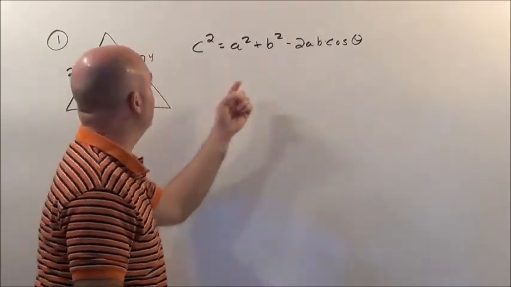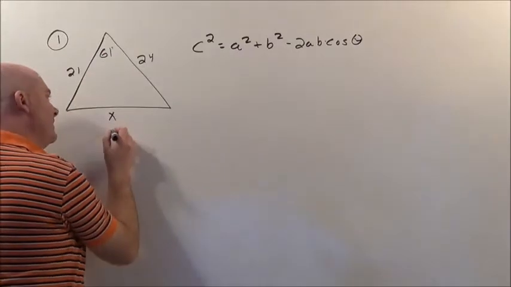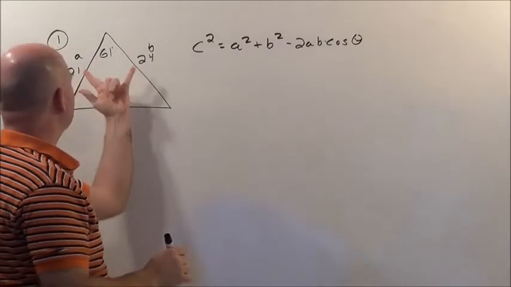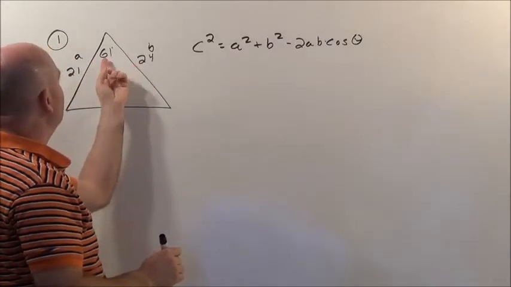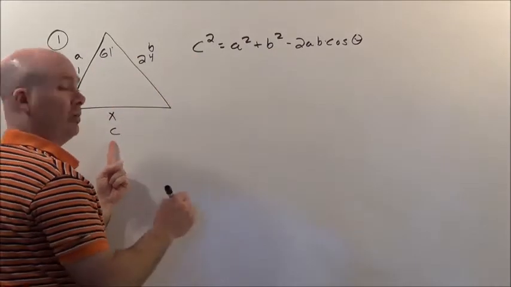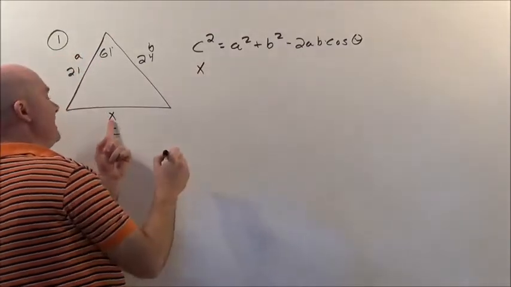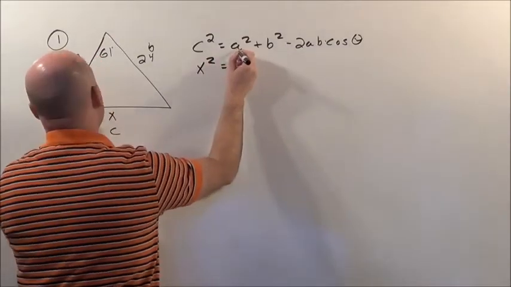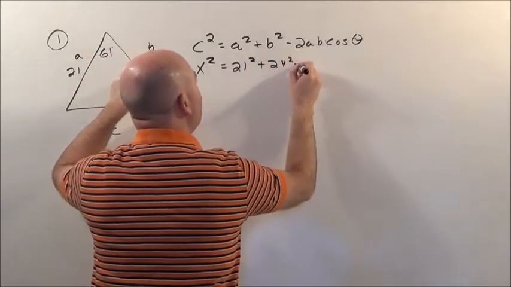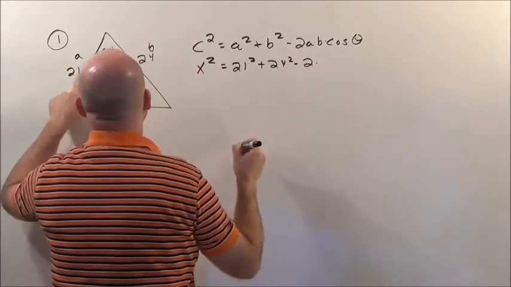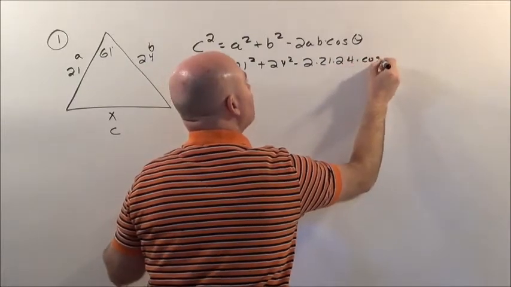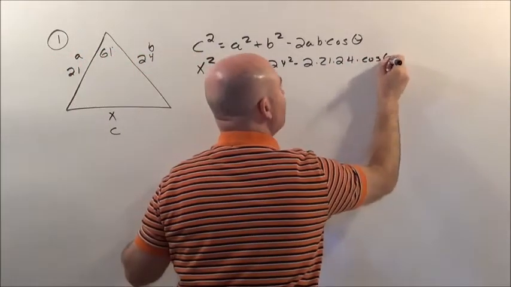So this is the formula we're going to use. Basically, this side across from my 61 is my c side, and then it doesn't matter which two are a and b, they are the two sides on the other sides of the angle right there. So I have c squared, which is what I'm trying to figure out. I'm going to label it x, since that's how we labeled it in the problem. x squared is equal to a, which we said was 21 squared, plus b, 24 squared, minus 2 times the a length, times the b, times the cosine of the angle. Well, that's the cosine of 61 degrees.